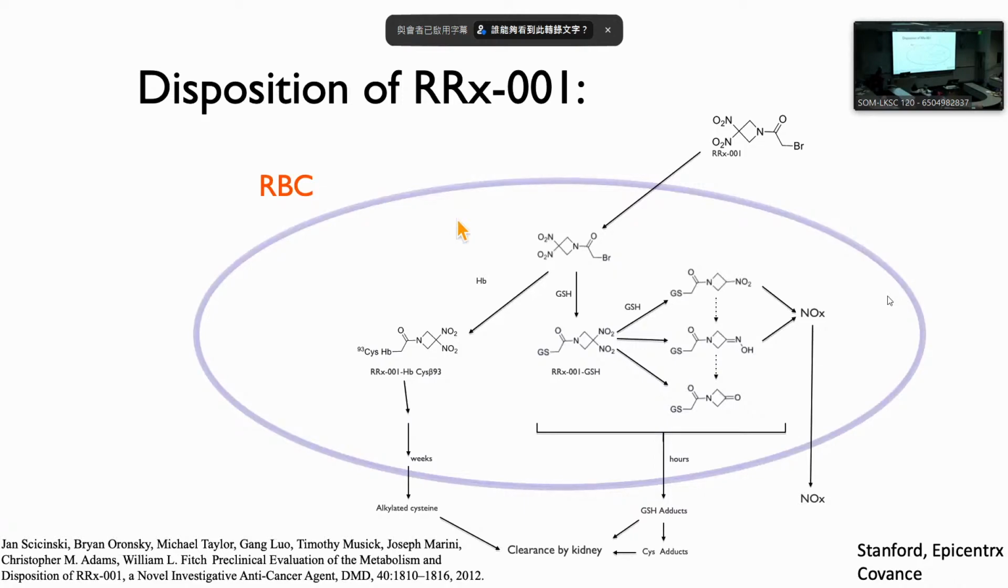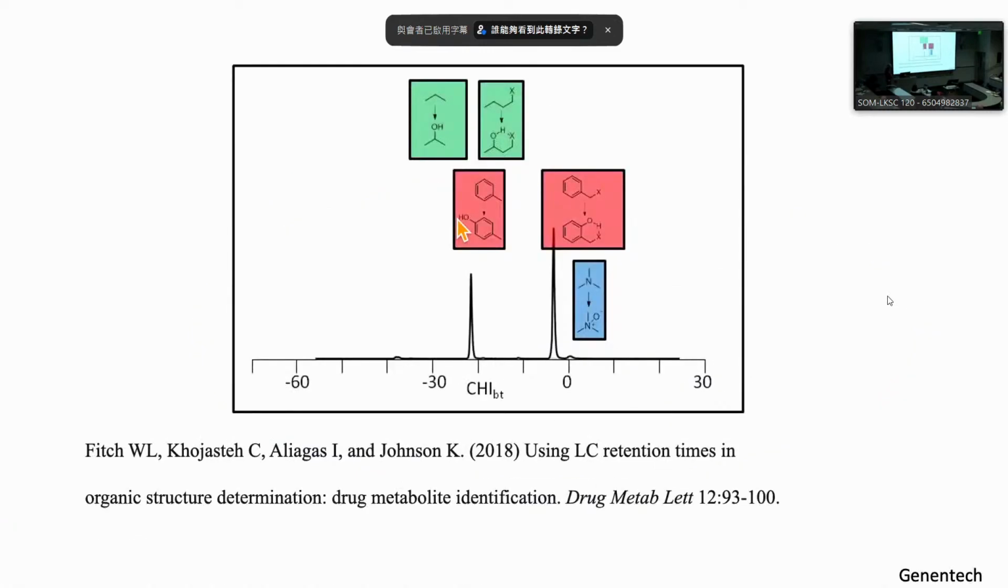But that was a fun project, and it's still ongoing. And then my last slide is a paper I published with the people at Genentech, where we were doing a physical organic chemistry study on what we could do to predict LC retention times and use the retention time in HPLC to help identify metabolites. And it's really useful in cases like ganoxolone, where you don't learn from the mass spectrometer, where you've got a number of possible isomers.